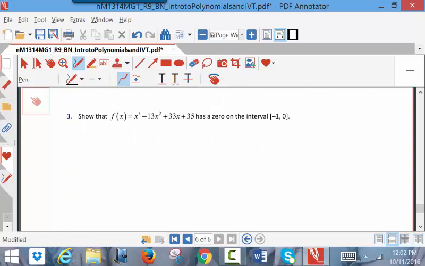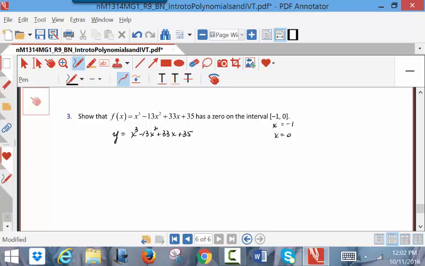You know, they're going to be much worse than this in a real world example. And so they're saying between an x value of negative 1 and an x value of 0, will this function cross the x-axis? I don't know where, but just yes or no, does it? So what I do is I evaluate it. So I have y equaling x cubed minus 13x squared plus 33x plus 35.